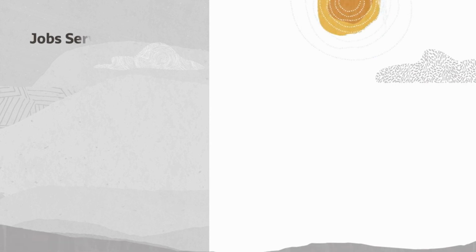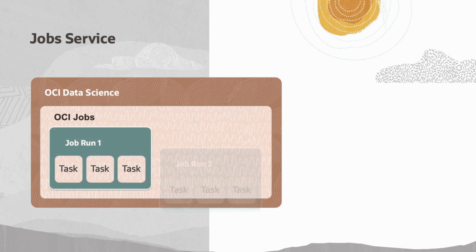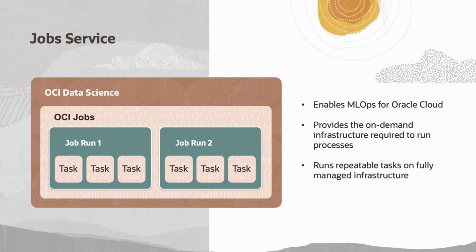The Jobs service sits inside the Oracle Data Science service and is an essential enabler for MLOps on Oracle Cloud. It provides the on-demand infrastructure required to run processes when needed and helps optimize cost. Jobs lets you define and run repeatable tasks or sets of tasks on fully managed infrastructure that is provisioned only when the job is run.